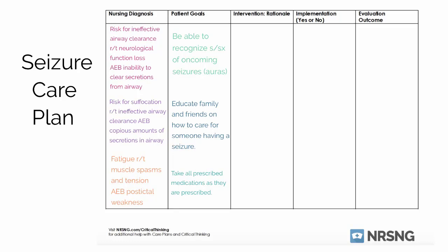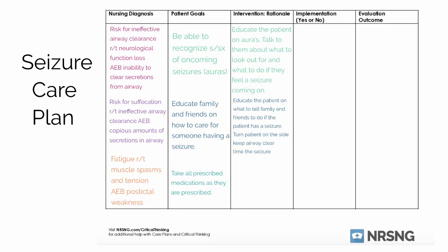So for the interventions, for our first intervention of being able to recognize signs and symptoms of oncoming seizures, you as a nurse are going to educate the patient on what auras are. You're going to talk to them about what to look out for and what to do if they feel a seizure coming on.